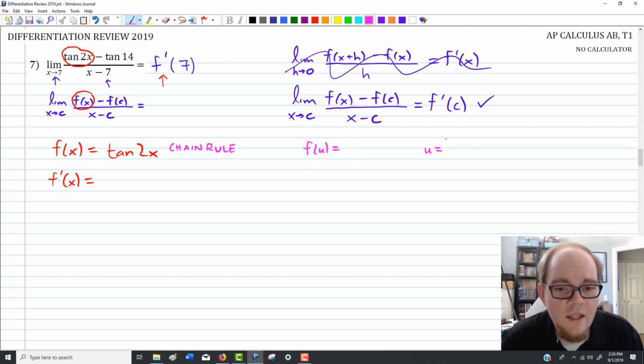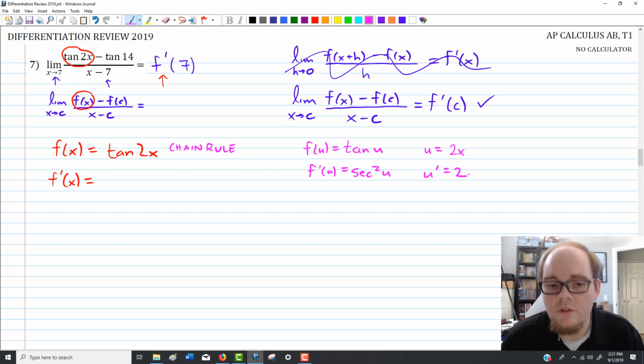So in our case, if we let the inside be 2x, which seems like a pretty good choice because it's literally inside the tangent, that means our outside is tangent of u. If we take the derivative of each component, we're going to have secant squared of u, and the derivative of u is just 2. So our derivative f prime of x, the one we're looking for, is going to be 2 secant squared of u.